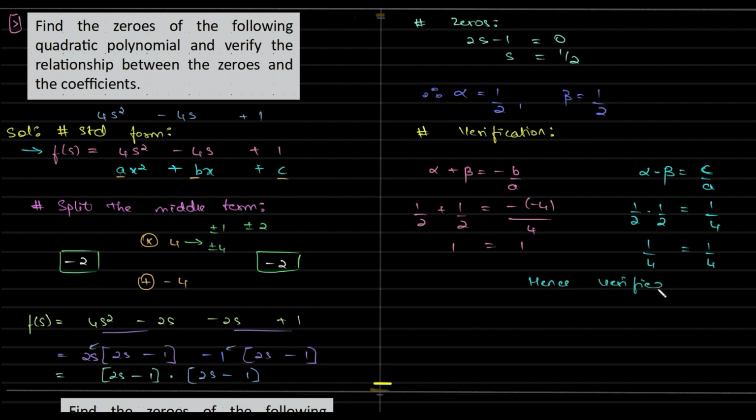So it's not too hard. We'll be looking at more splitting the middle term, verification and finding the zeros. If there is any confusion in this problem, just go on to the next question and have a look. You'll understand a lot more.